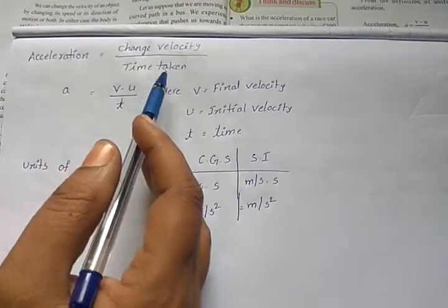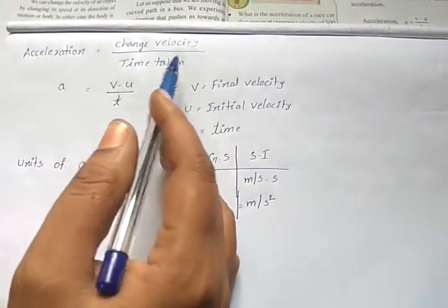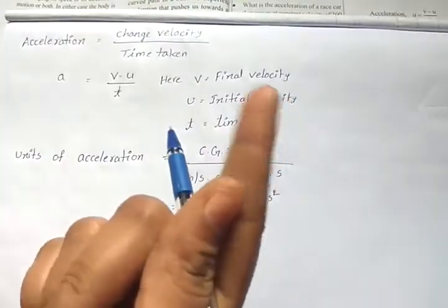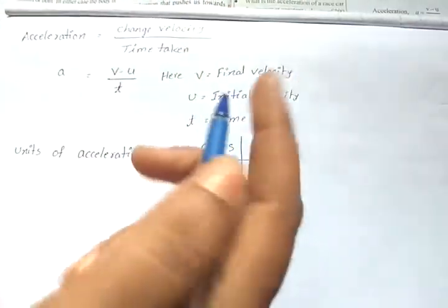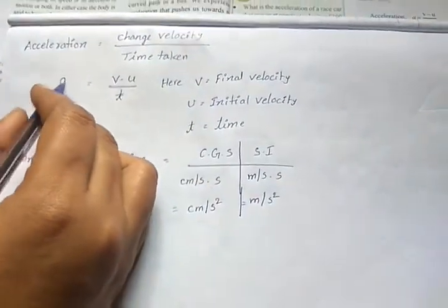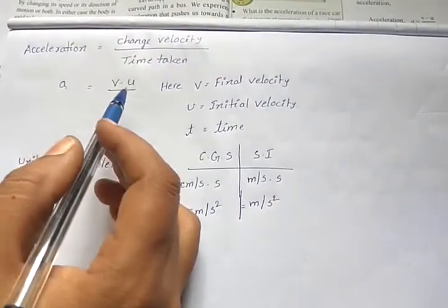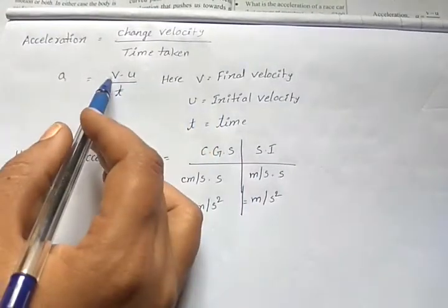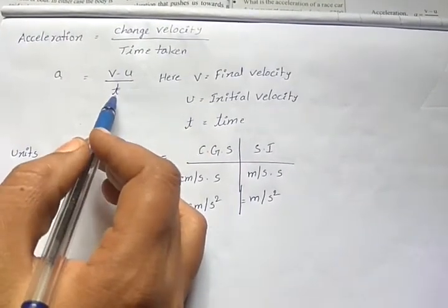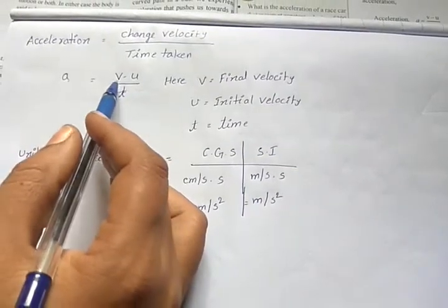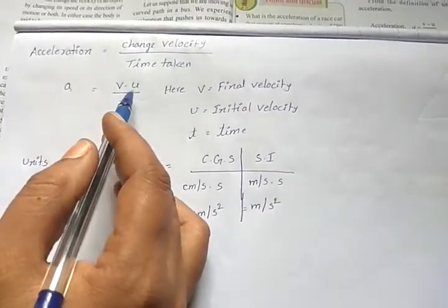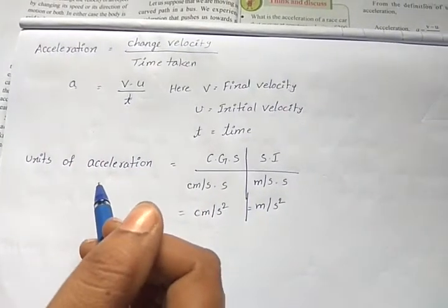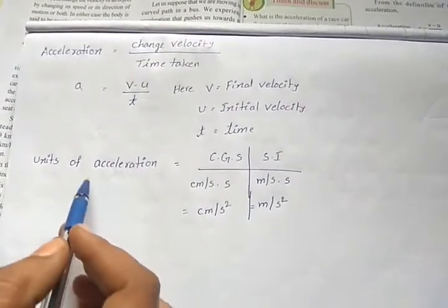Here see, children, everybody. You have two velocities: one is the initial velocity, another one is the final velocity. Here acceleration we consider as small a, v is the final velocity and u is the initial velocity. So a = (v - u)/t, where t is time, v is final velocity and u is initial velocity. Okay children. Next, coming to the units of acceleration.